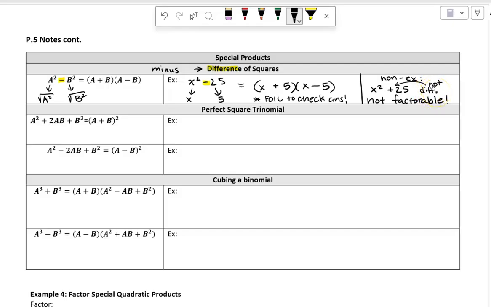So just be careful if you see something that looks very similar to a difference of squares but has a plus sign in between, you actually cannot factor it at all.